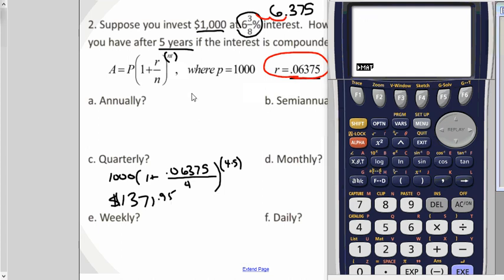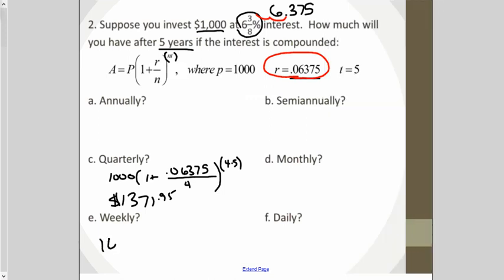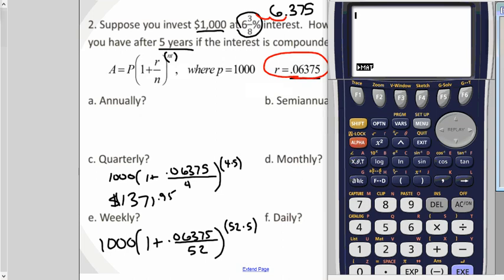All right, let's do another one here, and we'll do this one on the calculator. Again, I'm going to put this all in one line in case you do have a nice calculator like this. They're just a little bit easier to do. So we'll do 1,000, 1 plus 0.06375 divided by, weekly would be 52. There's 52 weeks in a year, so we'll use 52. Then we'll raise that to the 52 times 5 power. Okay, so that's what we're going to put in the calculator.